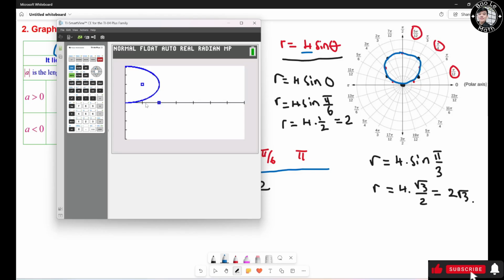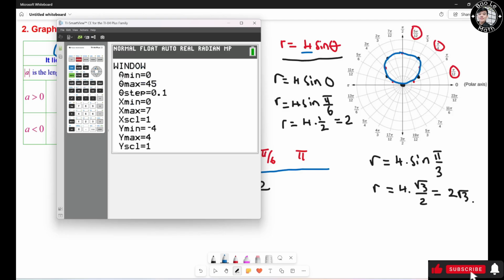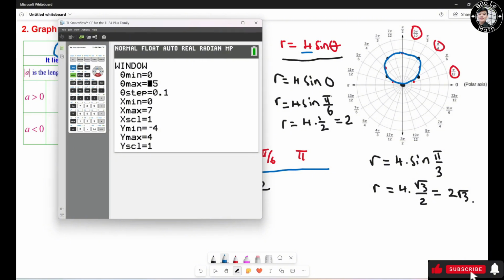Now it doesn't show up because you need to adjust the window range. So hit window right here. Theta minimum should be 0, theta maximum should be pi, which means 3.14. You can just hit pi or 3.14, it's up to you. If I want to hit pi, I hit second pi right here. The step should be 0.1.